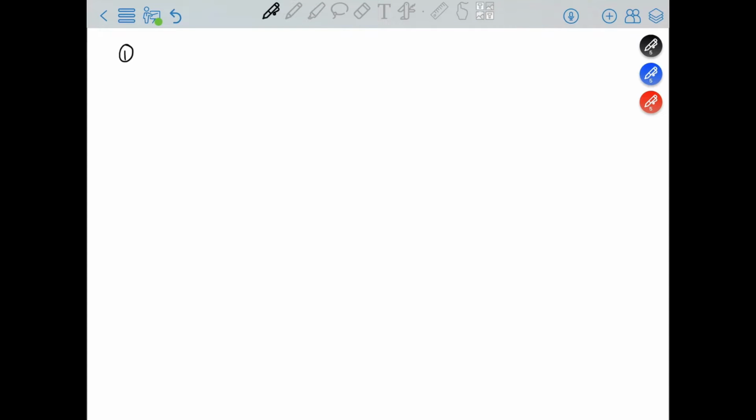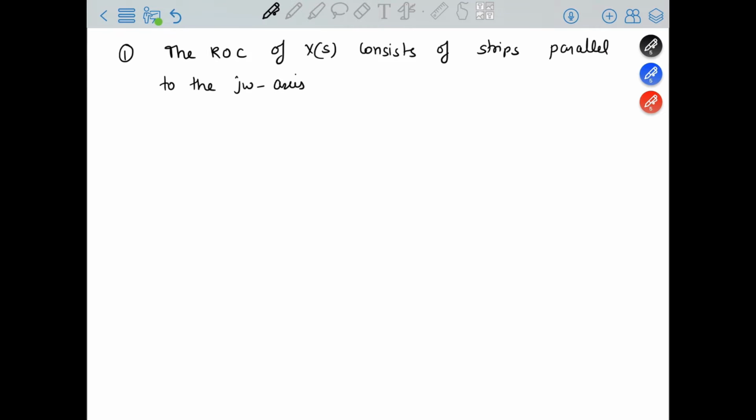The first property of ROC states that the ROC of X(s) consists of strips parallel to the j omega axis in the s plane. So I'll discuss it in detail. We have some keywords here. First we are talking about the region of convergence of X(s), then we are saying strips parallel to the j omega axis in the s plane.